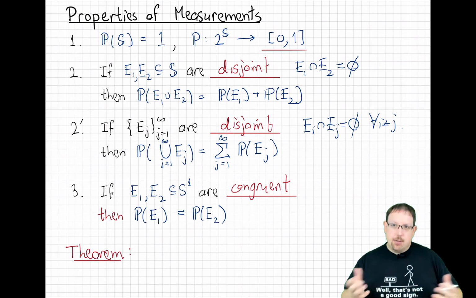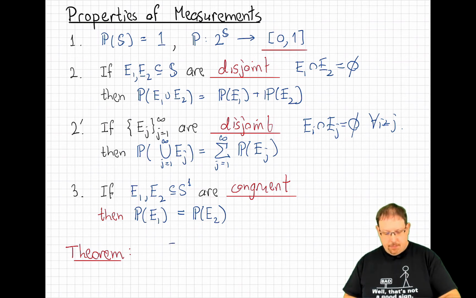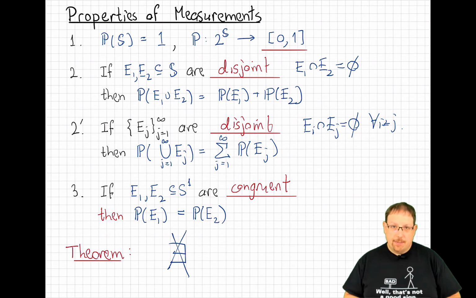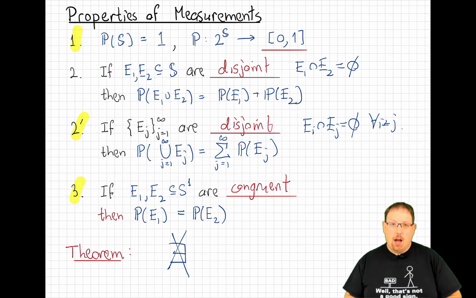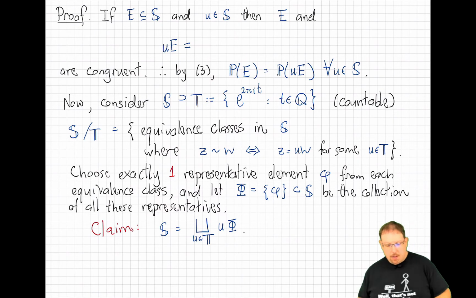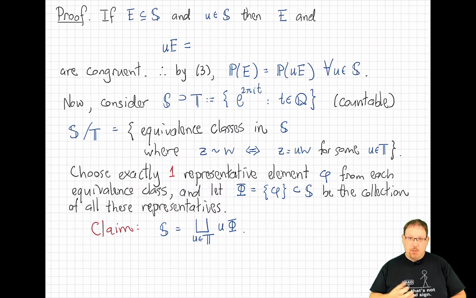And here is the interesting theorem. There's no such thing. These properties, in particular, properties 1, 2 prime, and 3, are logically inconsistent. It is impossible to find a measurement function which satisfies those three properties. So here's the proof. We're going to use rotation.